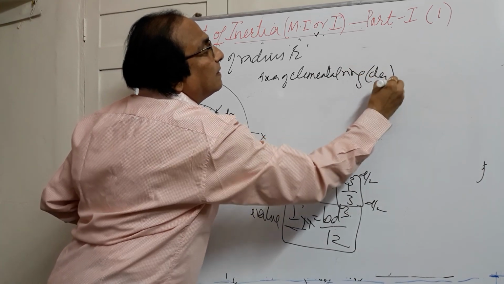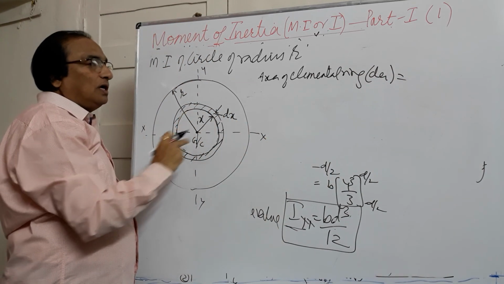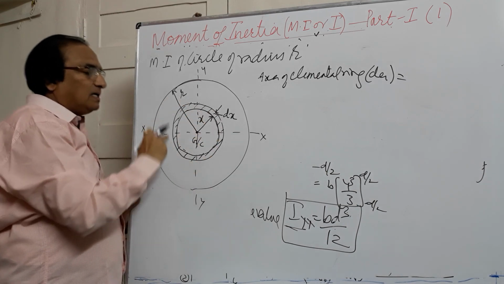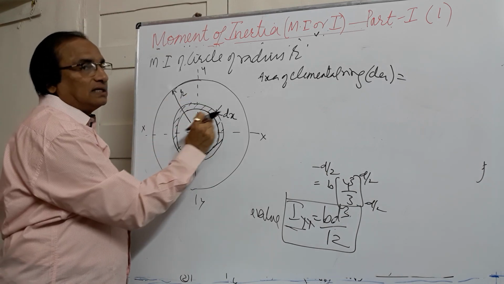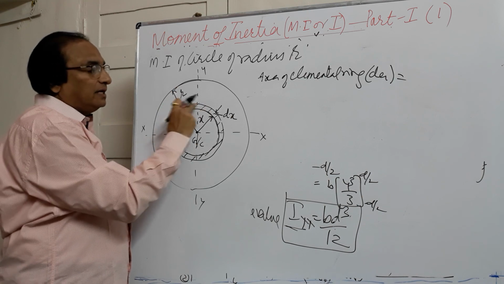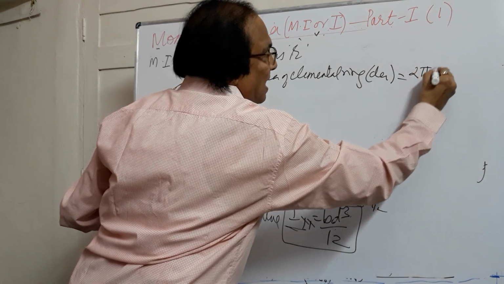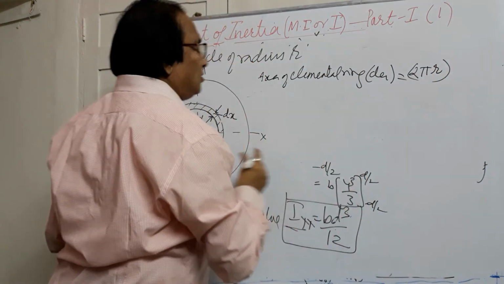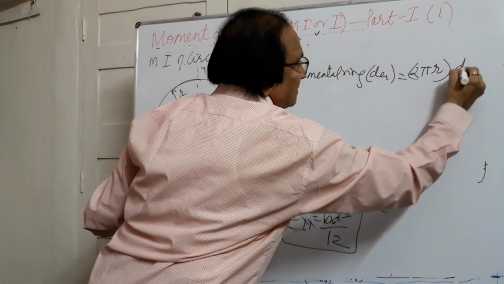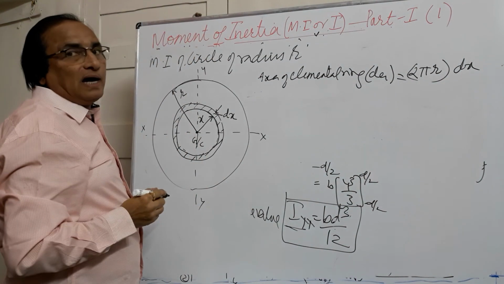dA. Now here the thickness is so small that we take the area as perimeter or length into thickness. Here the length is nothing but the perimeter. This perimeter is given by 2 pi r, into the thickness dx. 2 pi r into dx.